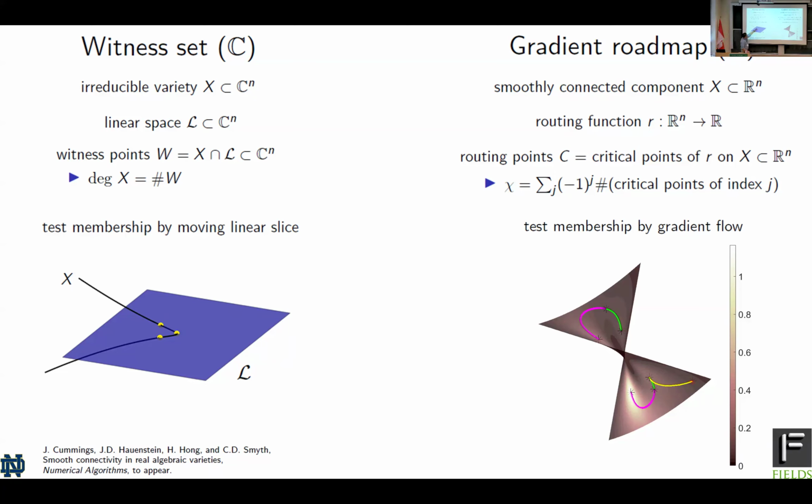I described how we can use this linear space to move around to test membership. And you can do the same thing, or a mirror, here. Suppose this is your point. You do a gradient flow. It has to end at a critical point. And therefore, once you know which critical point it is, you know which connected component you live in. So at least of these objects on the witness set that I told you, this thing mirrors everything that we want there.